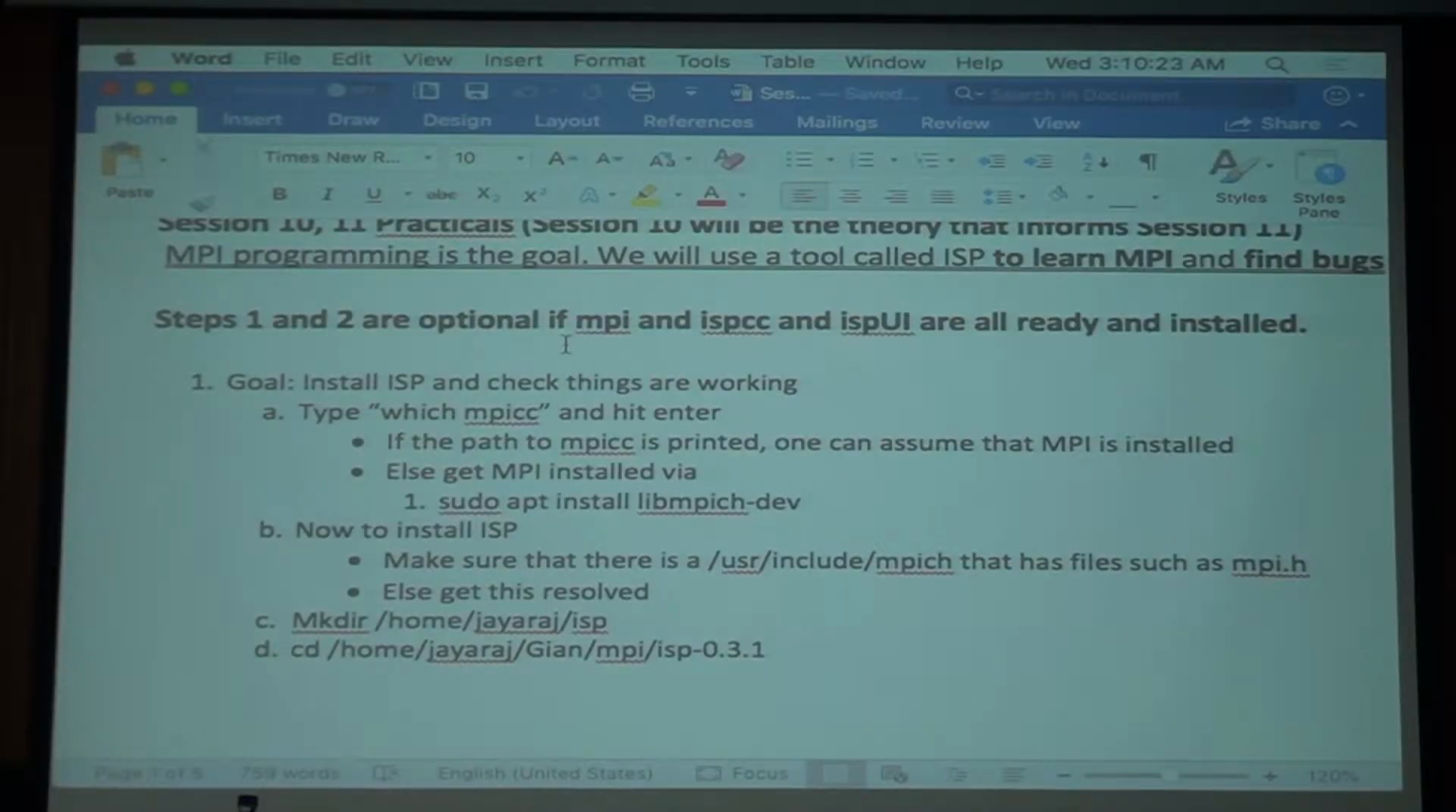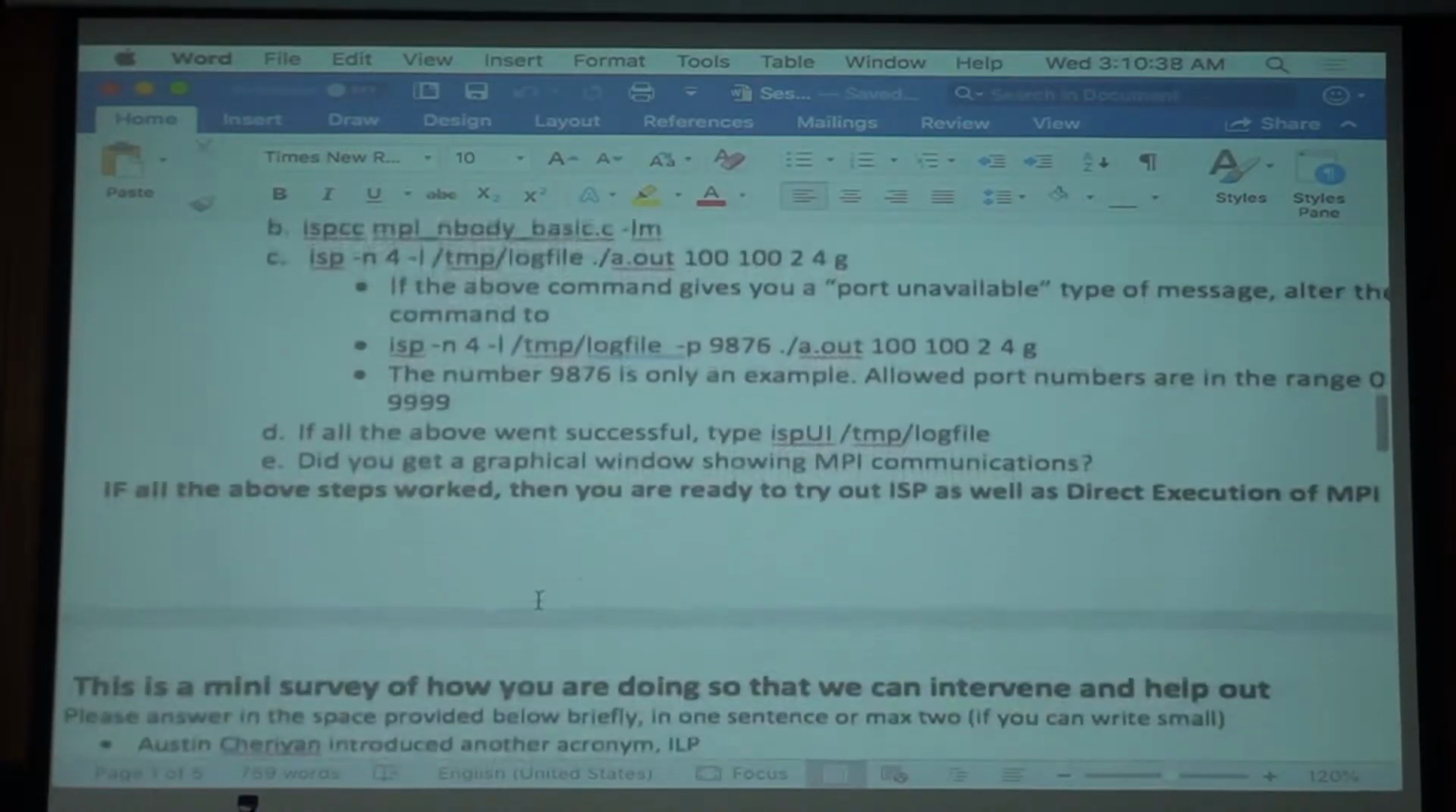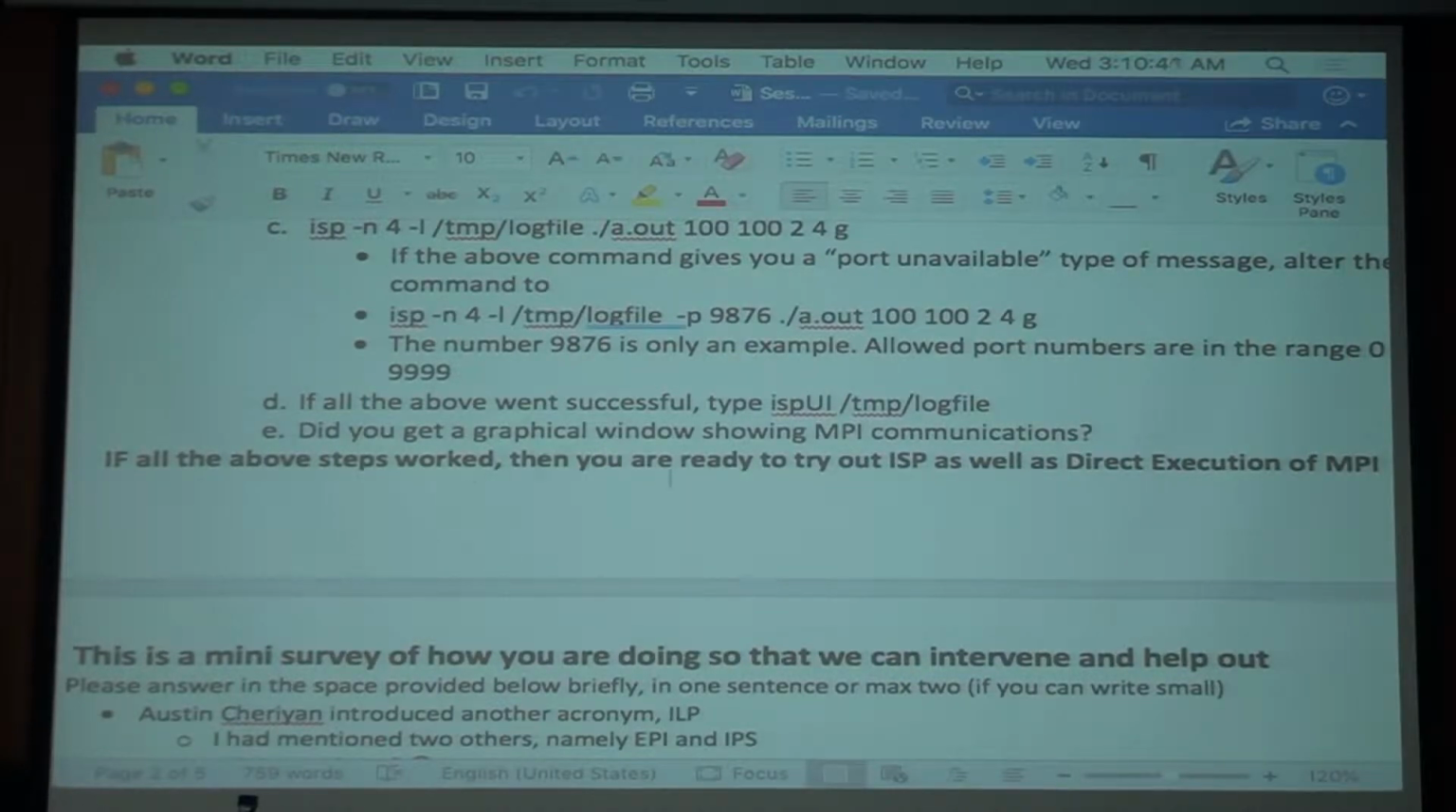Okay, so install ISP and check that it is working, which is what we will do today. ISP is only an assist to understand MPI. Real MPI users don't use ISP. They use mpicc and mpirun as the commands: mpicc as opposed to cc, and mpirun. Here we have two commands called isp-cc and isp. The names are slightly confusing. And ISP UI helps you visualize the execution. Okay, so we'll give you these instructions today. If all these steps work, then you are ready to try out ISP. So that's what we'll be making sure of when you go to the lab.